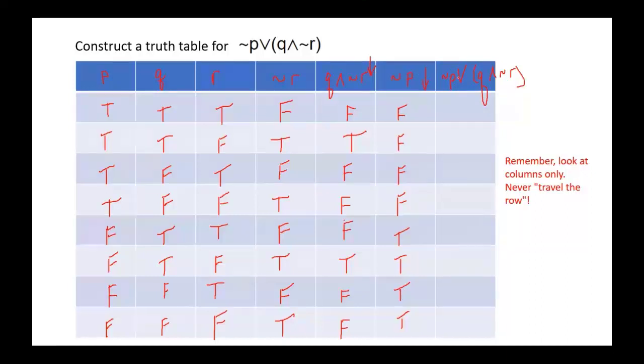The connector is an or. An or is only false if they are both false. So here, these two that I'm looking at are false. This one has to be false. Again, if they are both false, it's a false. Otherwise, put true.